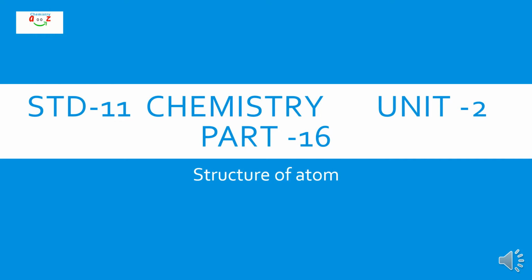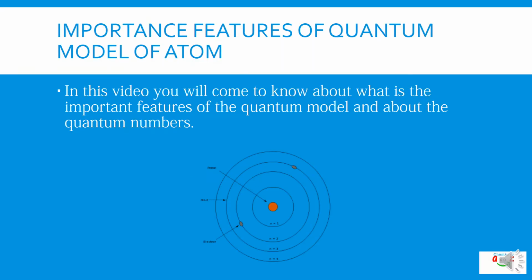So today's video will start with the difference between orbit and orbital. Let us start, students. In this video, I am going to explain the important features of the quantum model and the quantum numbers. As I said, first of all, we'll go with the difference between orbit and orbitals. As you know, an orbit is a well-defined circular path.